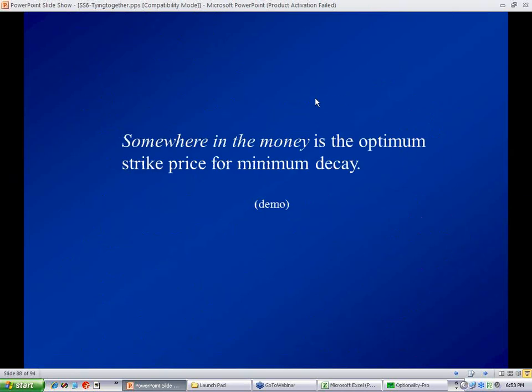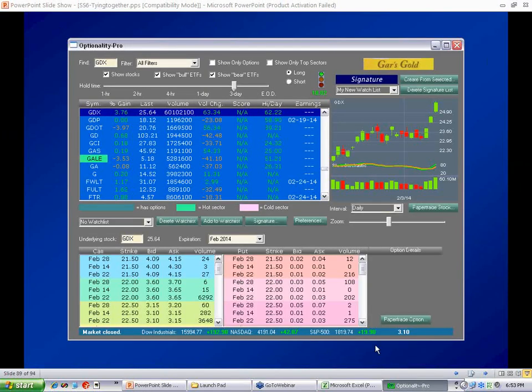Because somewhere in the money is the optimum strike price for minimum decay, and that's the point. And I'll show you what this is about in optionality. When you click on an option, it'll tell you what that data is, just like I just showed you. In this case, we're looking at GDX.